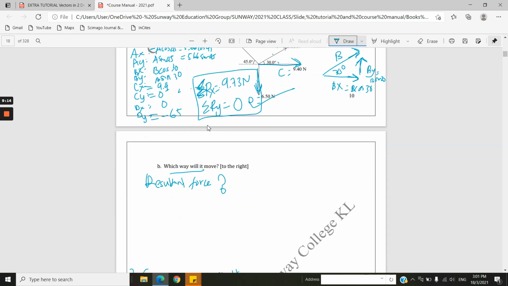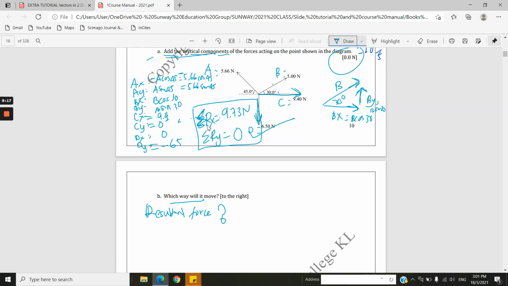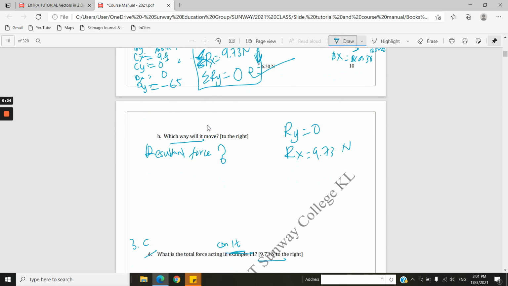Okay, so now which way does it move? So resultant force. Now your resultant y is 0, your resultant x is 9.73 Newton. If you draw in Cartesian coordinates, what this means is there is no y component, only x component this way, right or not? So this only has an x component. So now what is the resultant force? You can use the Pythagoras theorem to find it if you want, but it is still the same, you get 9.73, the square root.